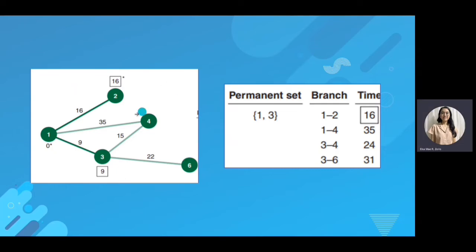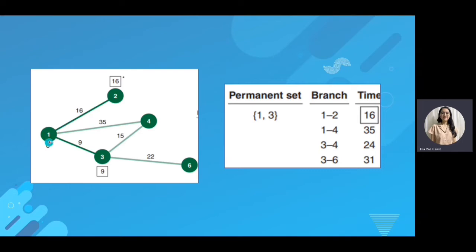So in this figure, from node 1 to 2, 16 hours, from node 1 to 4, 35 hours, or pwede ring from node 1, dadaan muna ng node 3, then node 4, that will take 24 hours in total. From node 1, dadaan ng node 3 para makapunta sa node 6, and the cumulative travel time is 31 hours. The shortest route from node 1 is going to node 2, which is 16 hours.